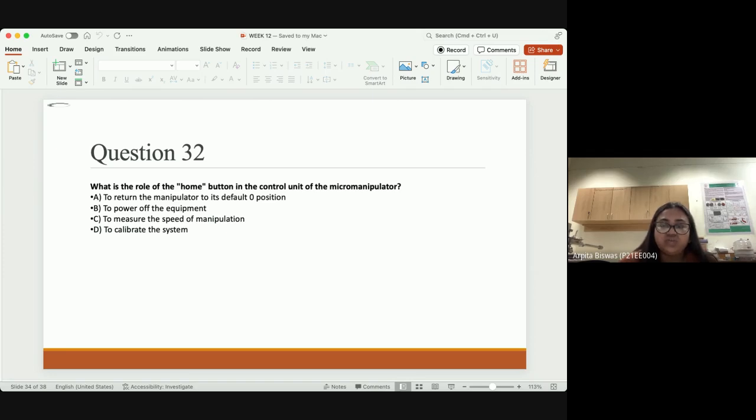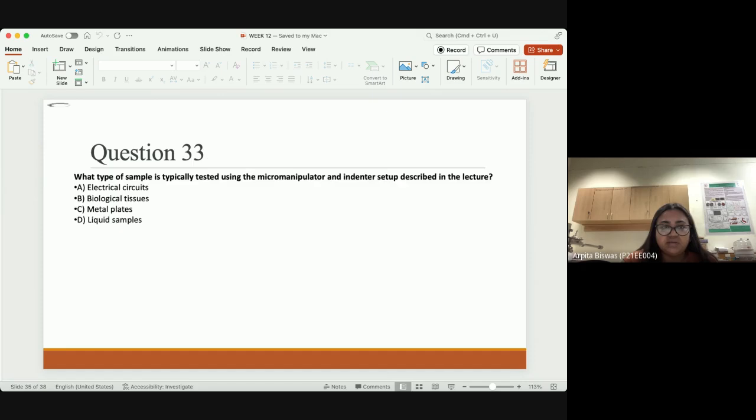So the right option is option A, to return the manipulator to its default zero position. Okay. So next move toward question number 33. What type of sample is typically tested using the micromanipulator and indenter setup described in the lecture? So first is the electrical circuit, second the biological tissue, third the metal plates, and fourth the liquid samples. So what is the right answer?